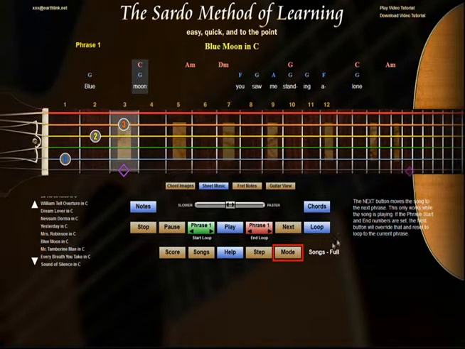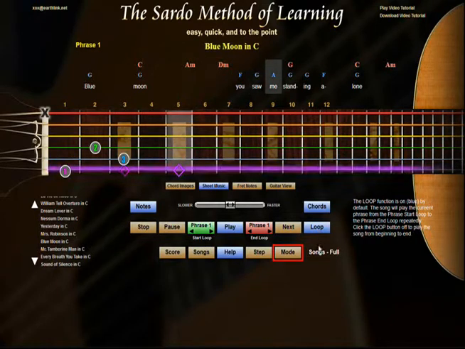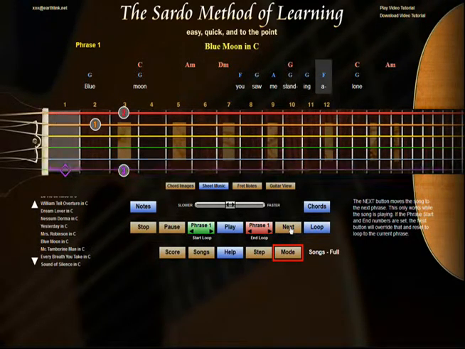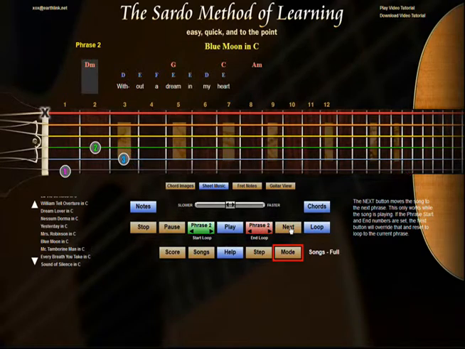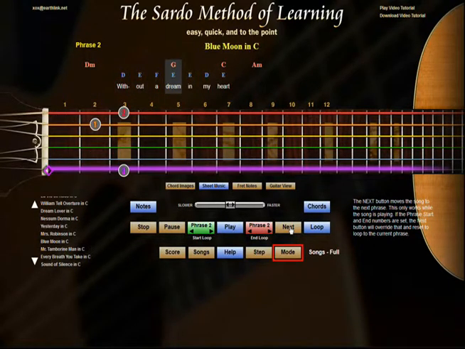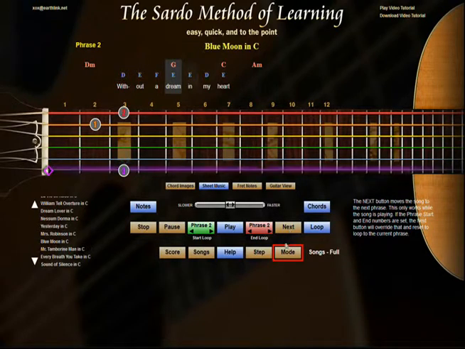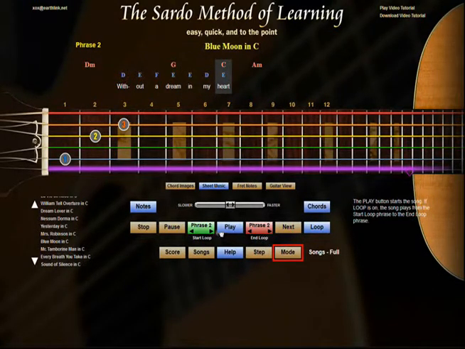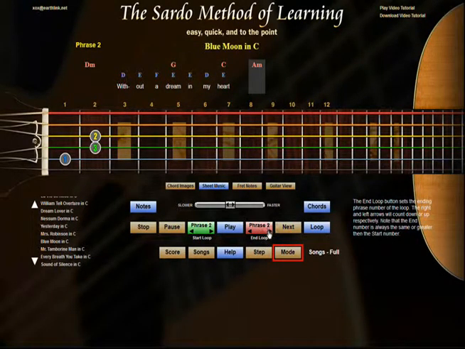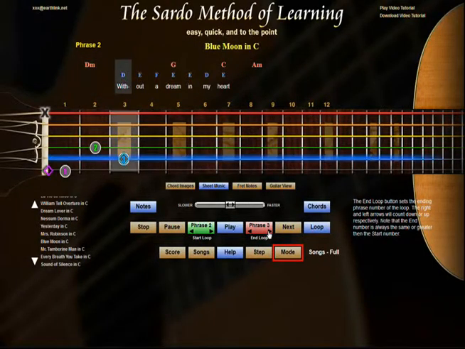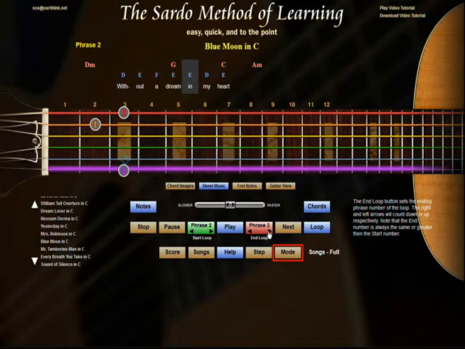In the Sardo method, we also break down the songs into manageable parts. Every song is divided into logical phrases. The phrase loops continuously until you have it down. Then you click the next button to play and learn the next phrase. Again, you control how the phrases are played. You can set the start and end phrase number anywhere within the song. So you can loop phrase 1, or phrase 1 and 2, or phrases 3, 4, and 5.